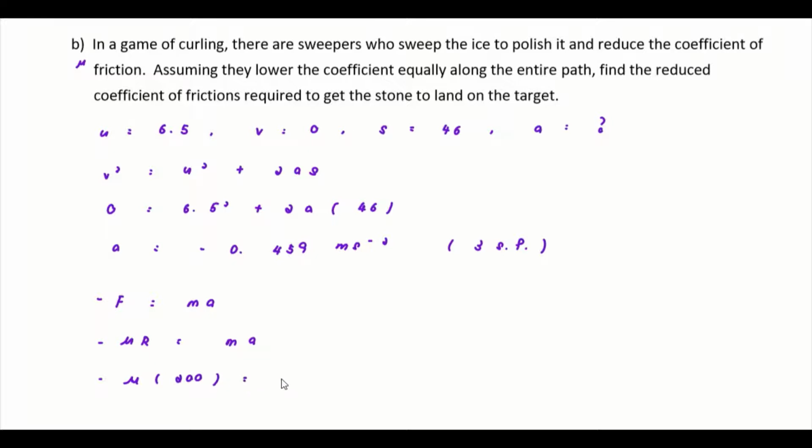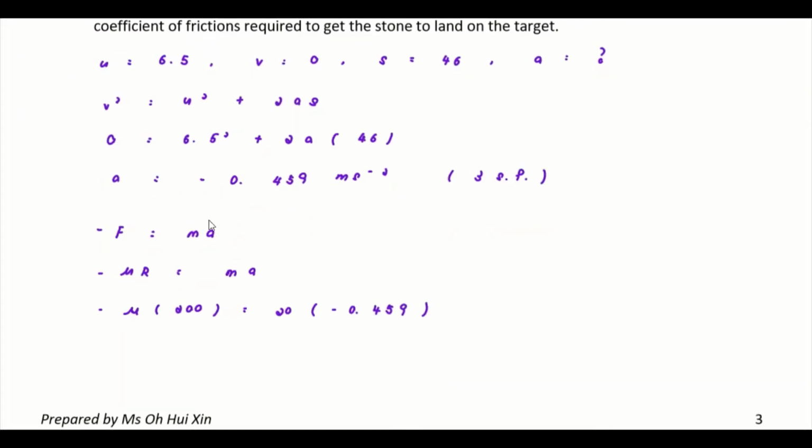And it will be equal to 20, and our new acceleration that we need for the stone to reach the target is negative 0.459. So from here, we can get mu is equal to 0.0459. So when you check this value against the previous one, this one should be a number that's smaller than that. If you get something bigger, then you know that something is wrong already. Okay, so that's the part.